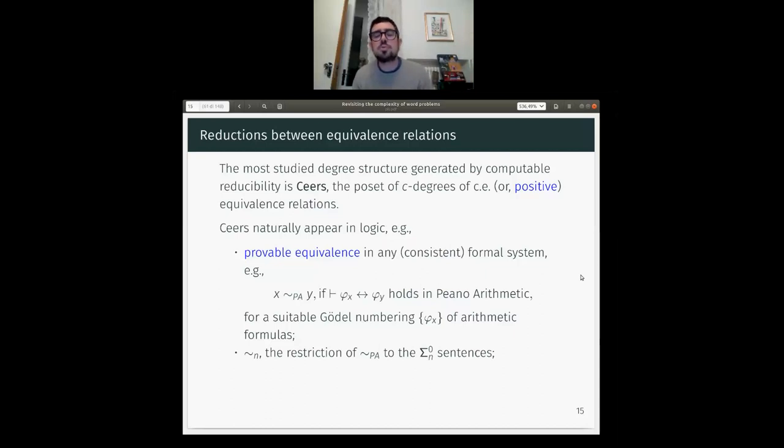Another example, which will be important for us, is the restriction of PA to the Sigma n sentences, for any single n. In fact, these are infinitely many ceers. Another example is the isomorphism of finitely presented groups, to just make an example. And of course, word problems. We are interested in ceers because word problems are ceers.